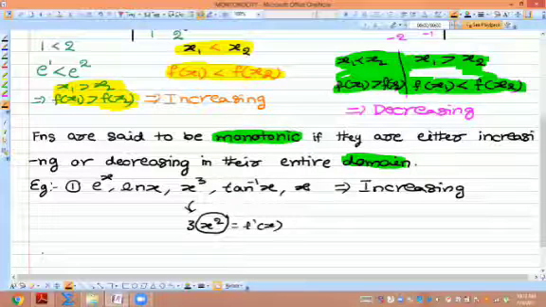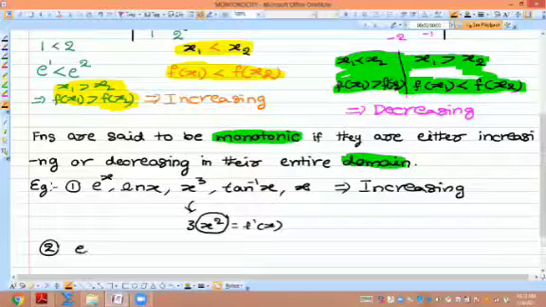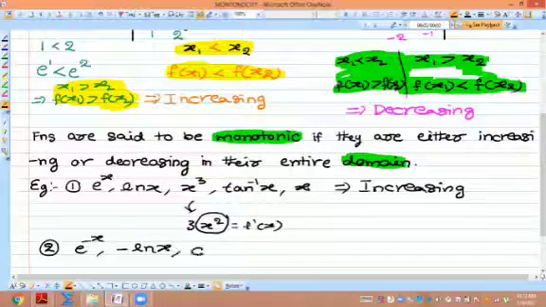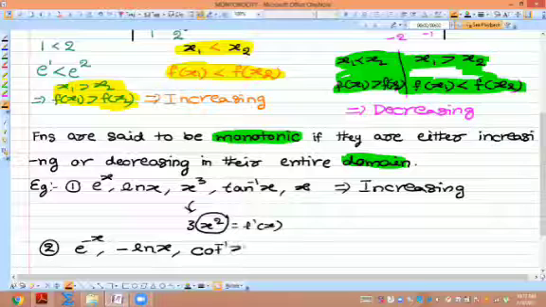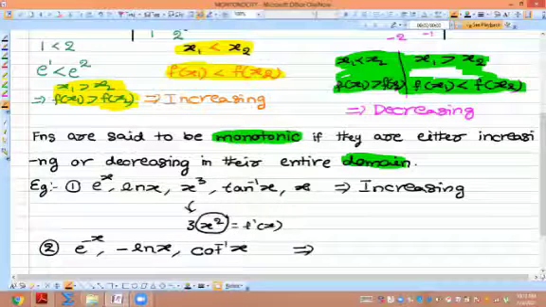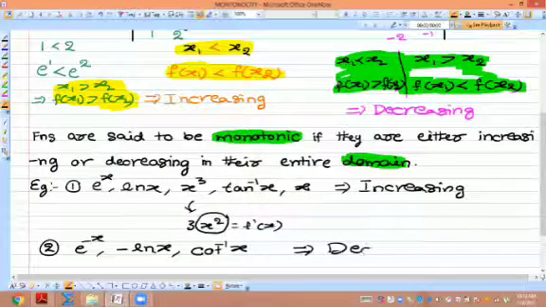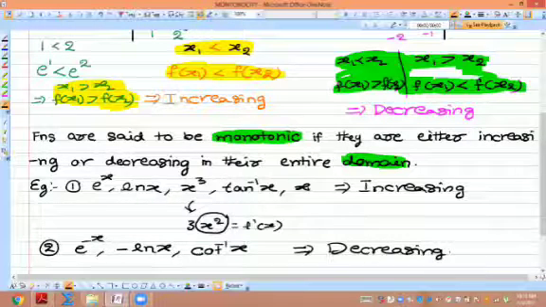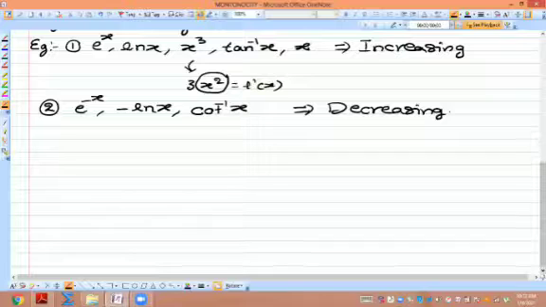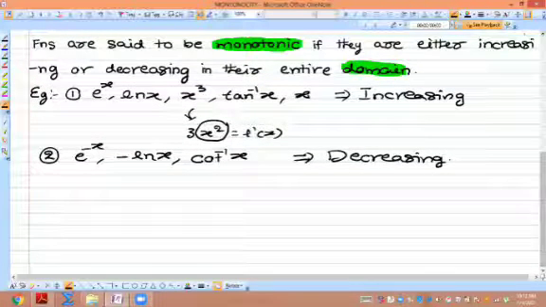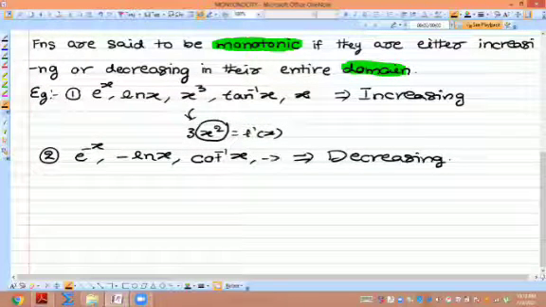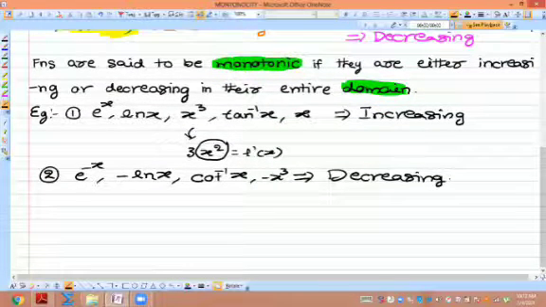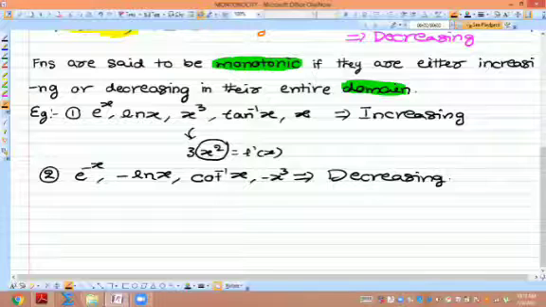Similarly, e power minus x, minus ln x and cot inverse x. What is the derivative of cot inverse x? Minus 1 by 1 plus x square. So can I say these are decreasing functions? Yes, sir. Anything you want to add, you can add, no problem. Minus x cube also. Okay. So clear, all of you?